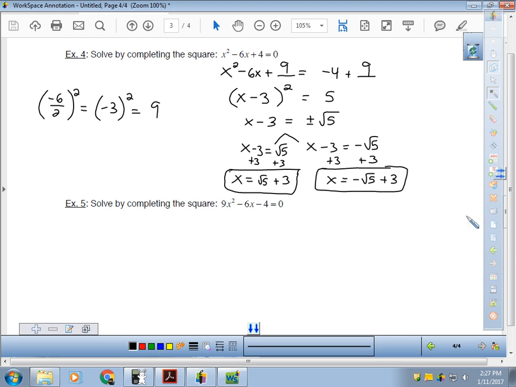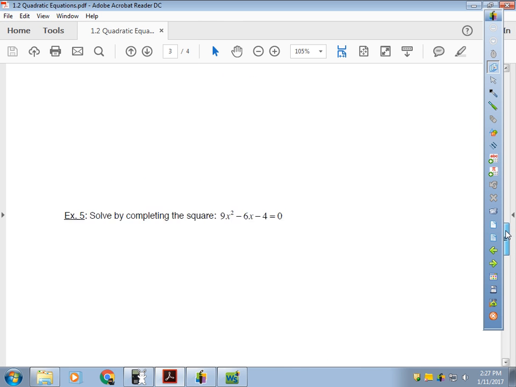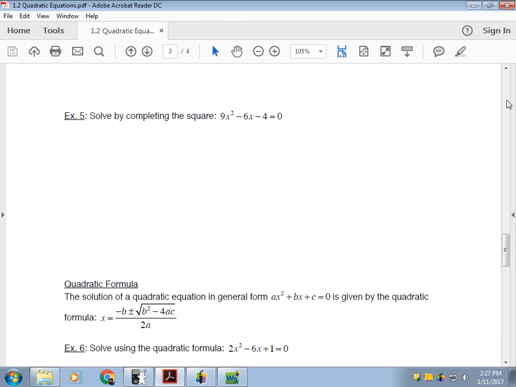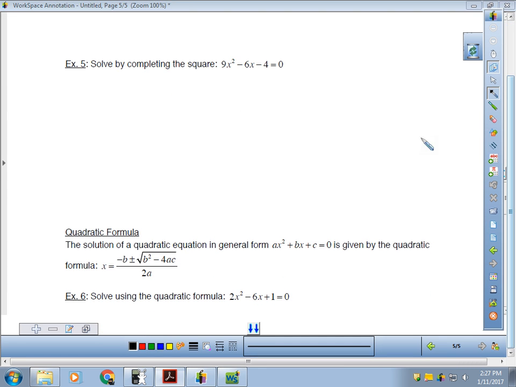Okay. So there was example 4. Let's look at example 5. So example 5 asks us to solve this one by completing the square. So our first step is to move the constant over. So we'll have 9x squared minus 6x equals 4.